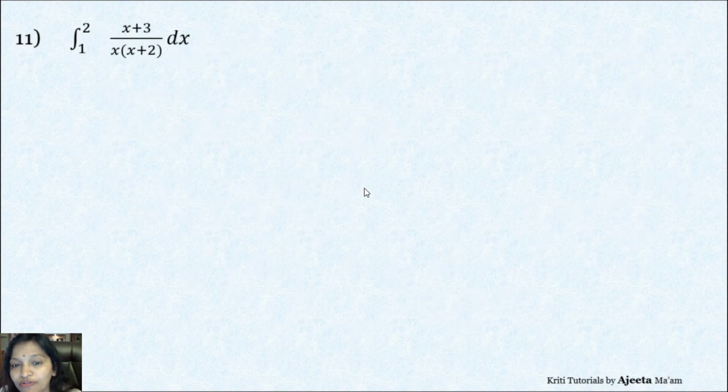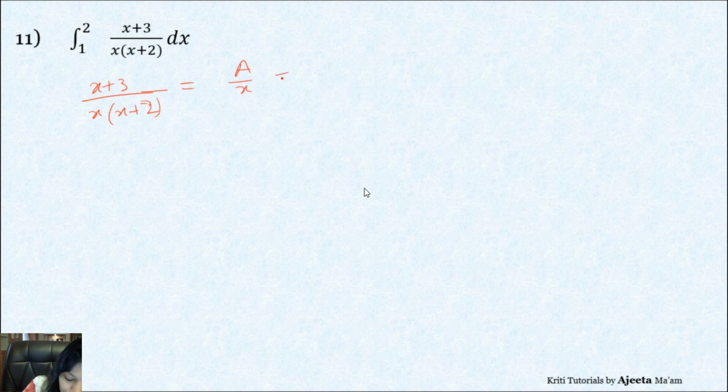Now here we have x plus 3 upon x plus 2. So again it is a question of partial fraction. Okay, so let's do the partial fraction here. So here the function is x plus 3 upon x plus 2. So if I do the partial fraction, how will you get it? A upon x and b upon x plus 2.